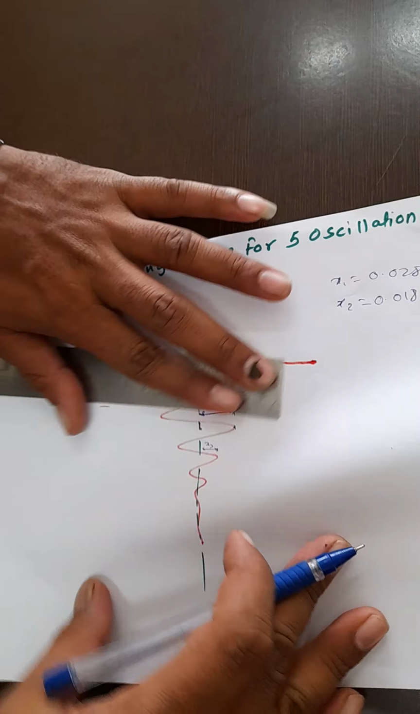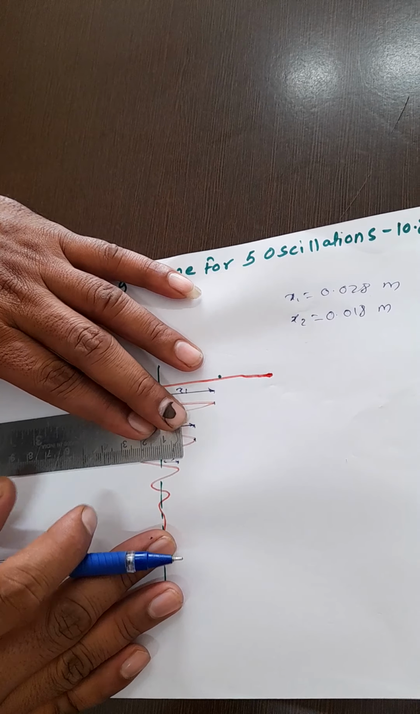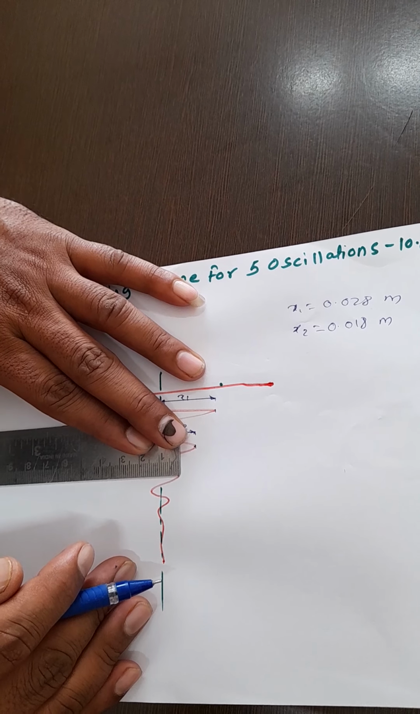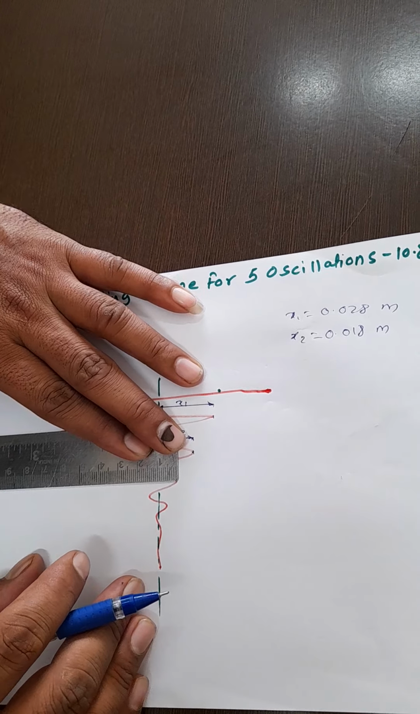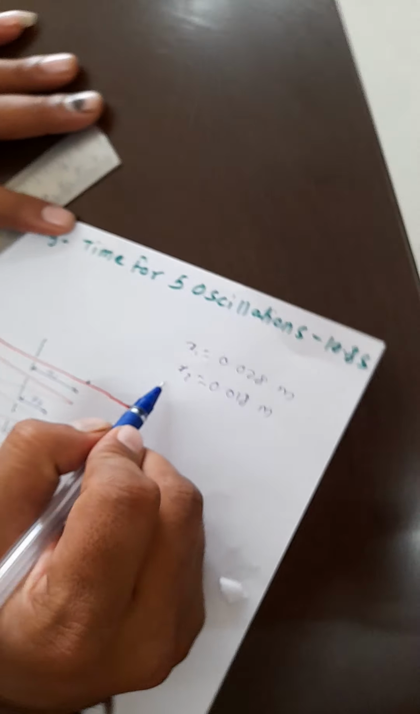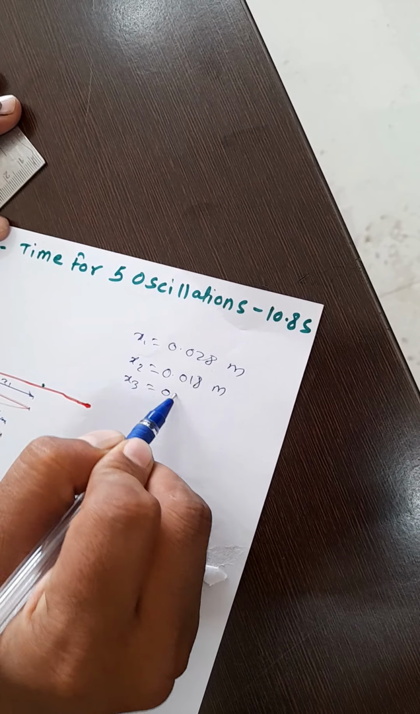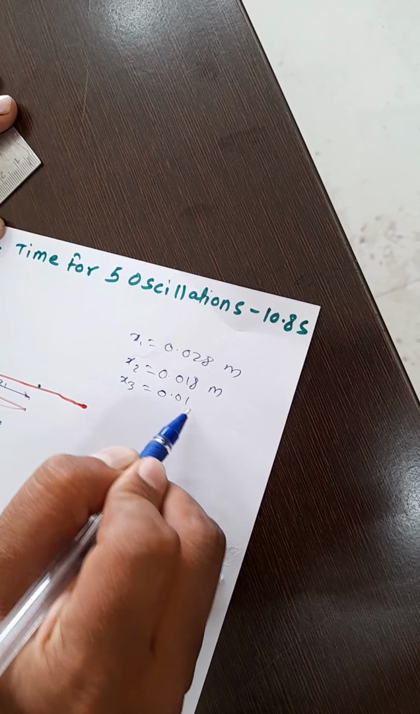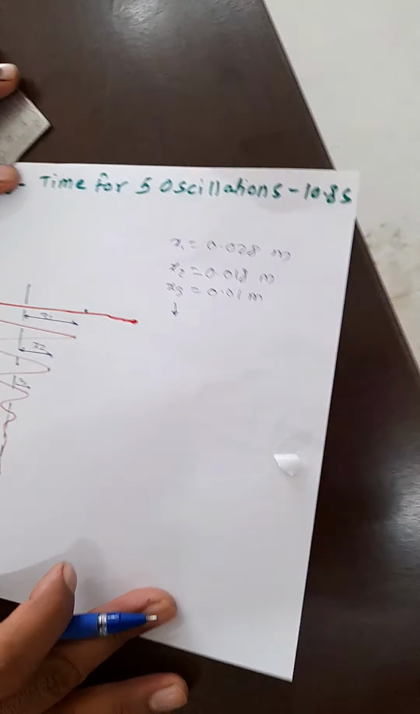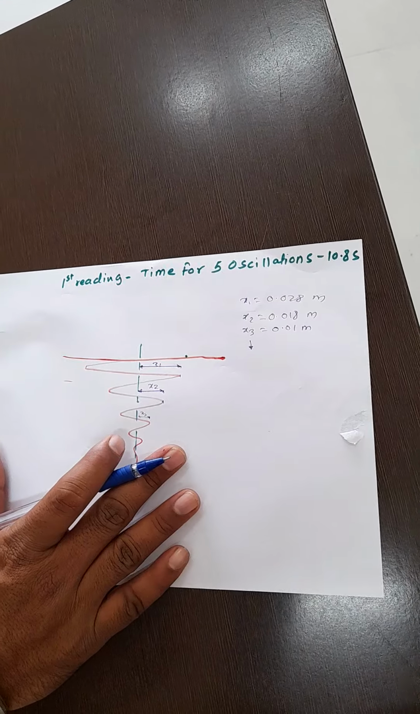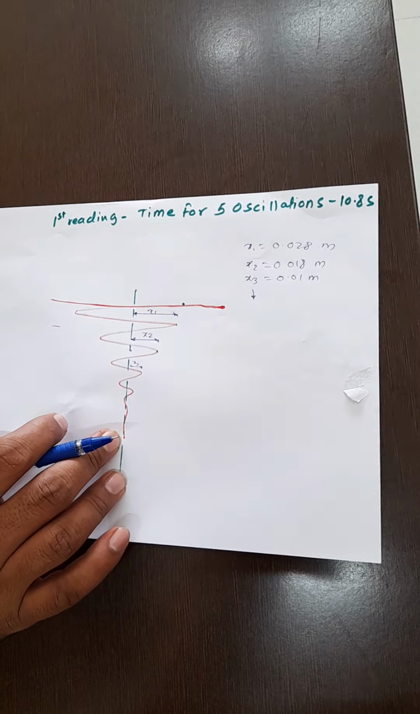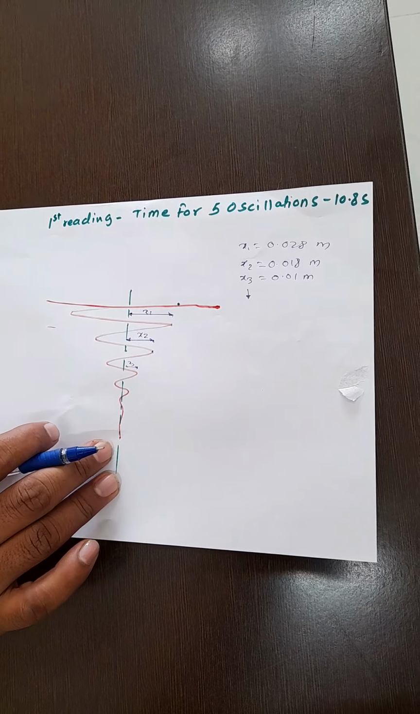Likewise you can note down the reading for x3. So see, for x3 we are getting 0.9 to 1 centimeter. That means x3 is equal to 0.01 meter. Likewise you can continue and you will see the amplitudes are going to reduce. So note down these readings because you require this x1, x2 for the calculations.